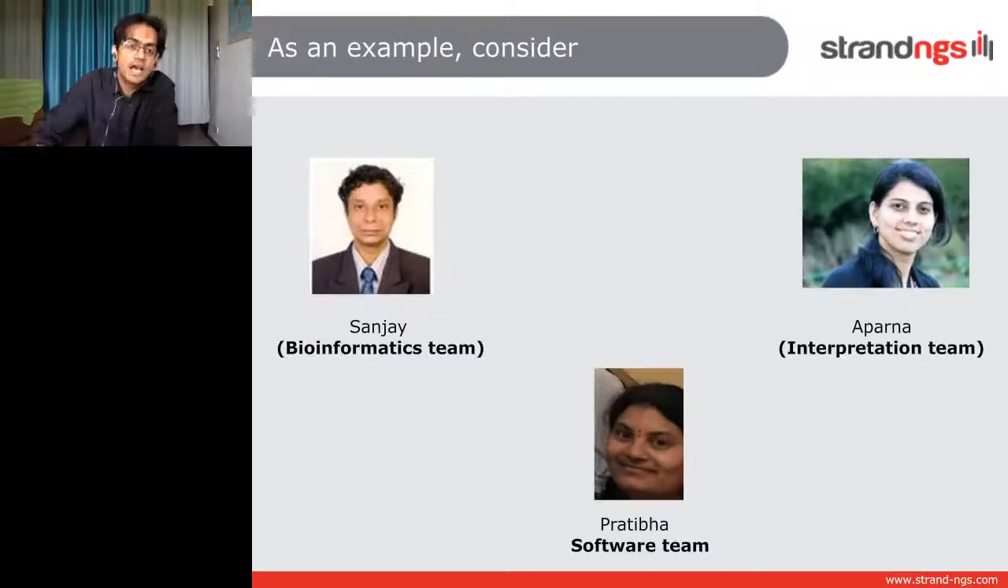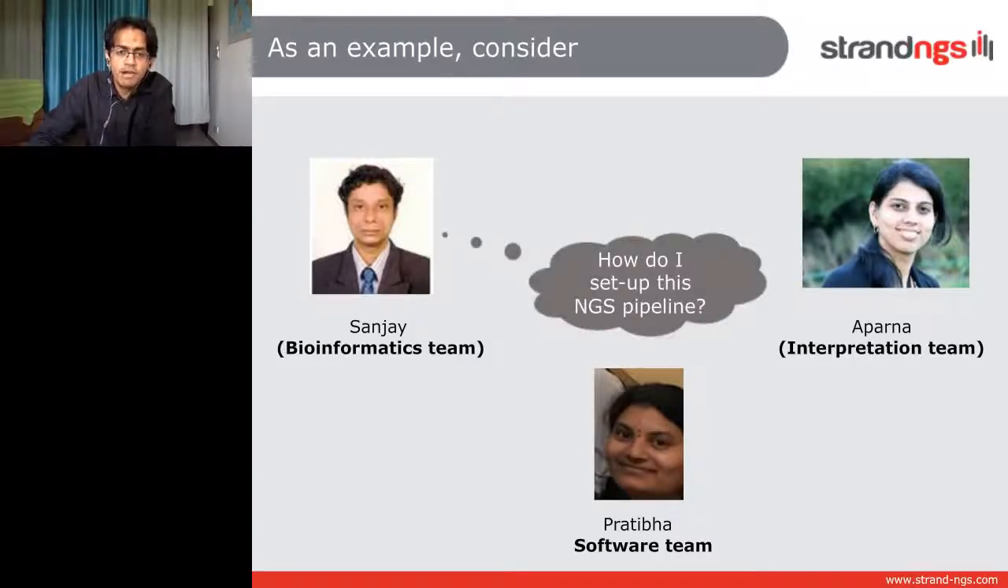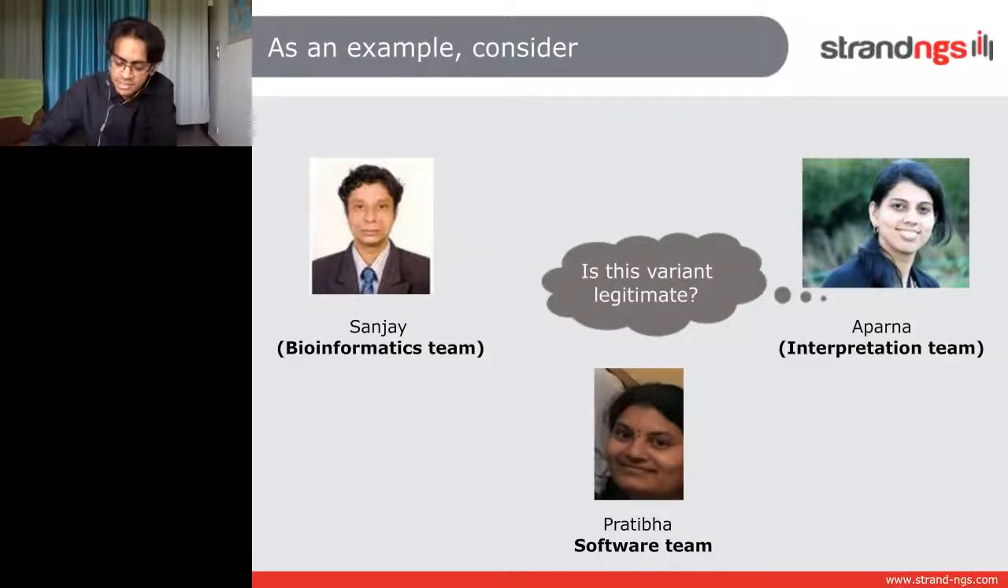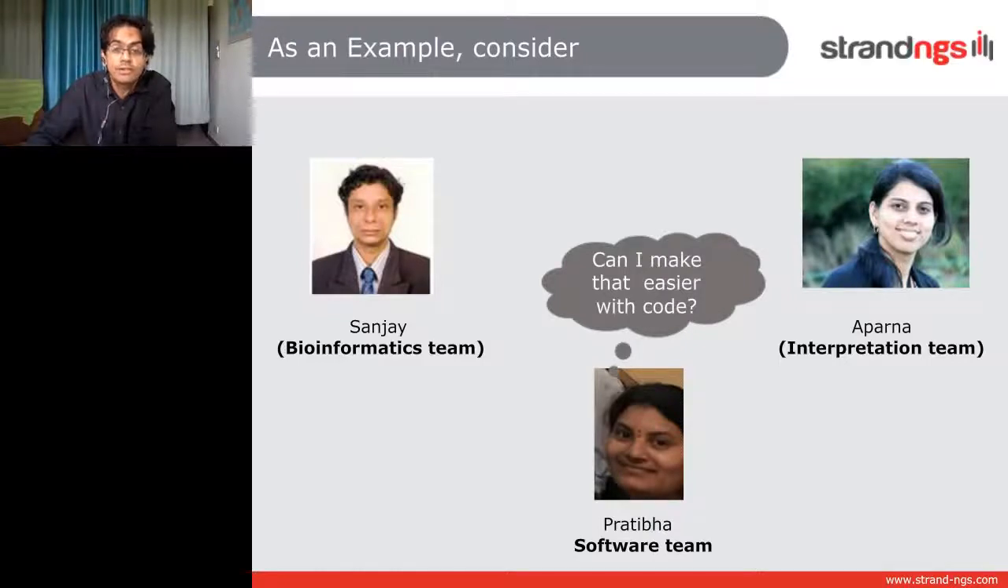So these team members all have to work on different aspects of the particular germline test. For instance, Sanjay might have to ask himself the question, how do I set up this NGS pipeline? Whereas Aparna from the interpretation team is asking a quite different question. She's asking if a certain variant is legitimate. And Pratibha doesn't have anything to do with either of those guys in a sense, and in another sense, she has everything to do with them, because she's asking a question, how can I make everything easier with a few lines of code or with many lines of code, maybe some scripting.